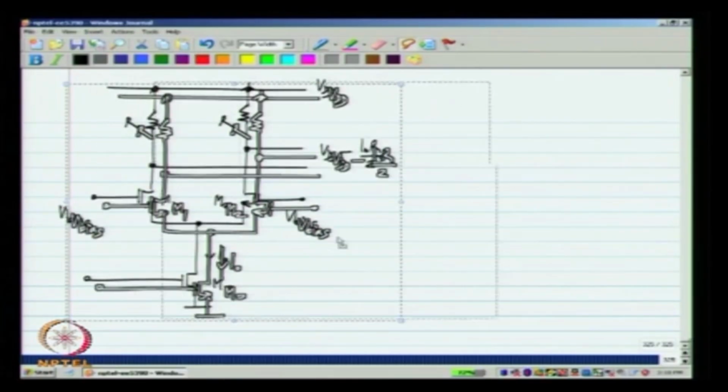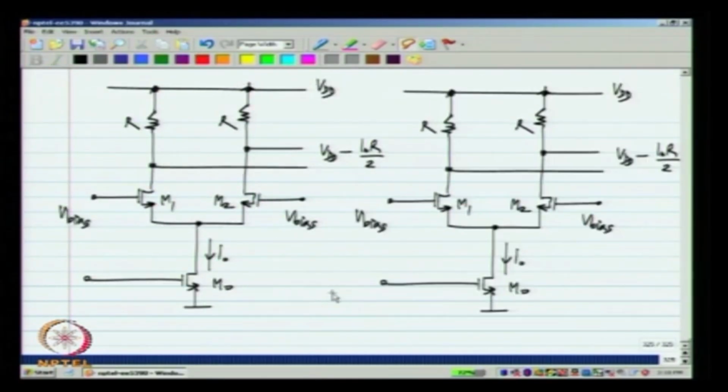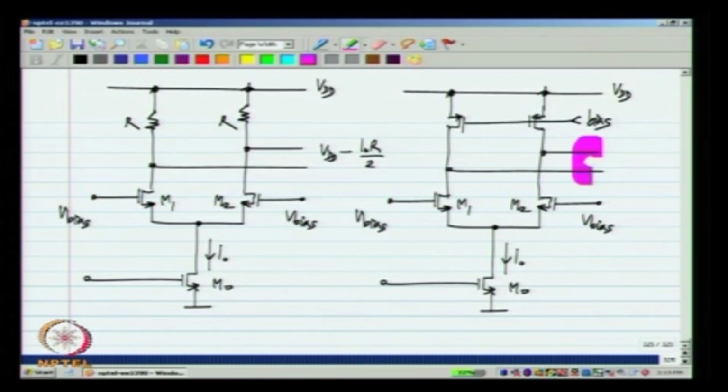whereas if we replace the resistances by current sources with some bias here, we will not be able to tell what the output common mode voltage is. What is the voltage here? We will not be able to tell, because small differences in the current in the upper transistors and the current in the lower transistor I naught will cause these voltages to go up or down severely.